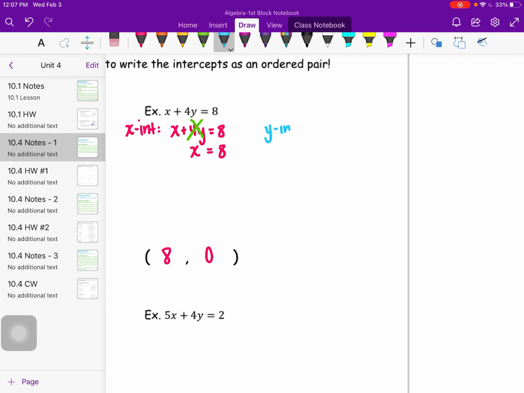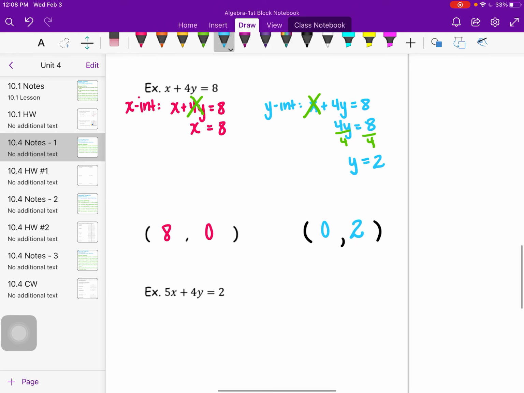I'm going to find my y-intercept. I'm going to start with the original equation. To find the y-intercept, 0 goes in for x, which means x is gone. I'm solving for y: 4y equals 8. I divide both sides by 4, so y equals 2. Now on your notes, I forgot to add an extra set of parentheses, so you're going to have to draw yours in. X is 0, y is 2. Those are your x and y intercepts.